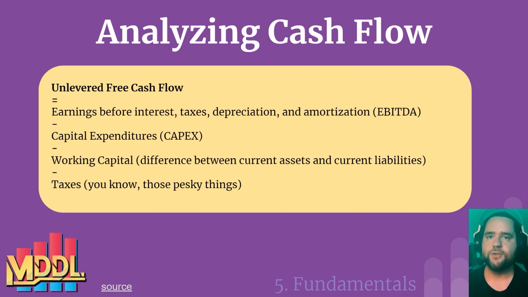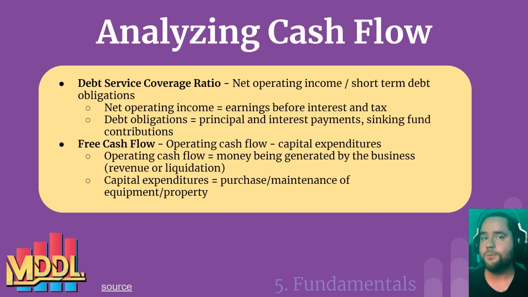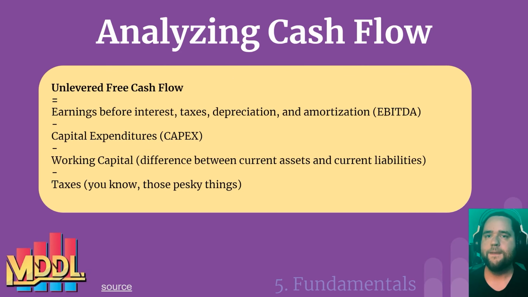Unlevered free cash flow. This is complicated, and I just wanted to include this so you know how complicated this is. But anyway, to get the unlevered free cash flow, you take your earnings before interest, taxes, depreciation, and amortization, which people abbreviate as that acronym right there, or initialism. Yeah, I think that's an initialism. And you subtract capital expenditures, which we talked about on the previous slide. Capital expenditures are the purchase and maintenance of equipment and property. And then you subtract working capital, which is the difference between current assets and current liabilities. Then you subtract taxes. Ugh.